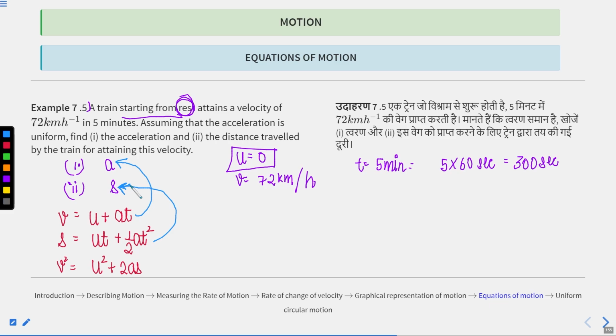So for finding the first part, we will use the first equation of motion, and to calculate the second part, we will use the value of acceleration, which we have already found from equation number 1, and put that value in equation number 2 to find the second part. Is this question clear to all of you? So let's see its detailed solution.